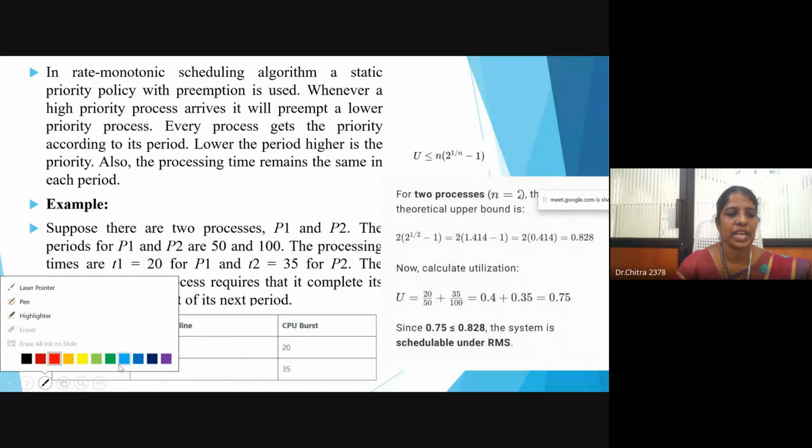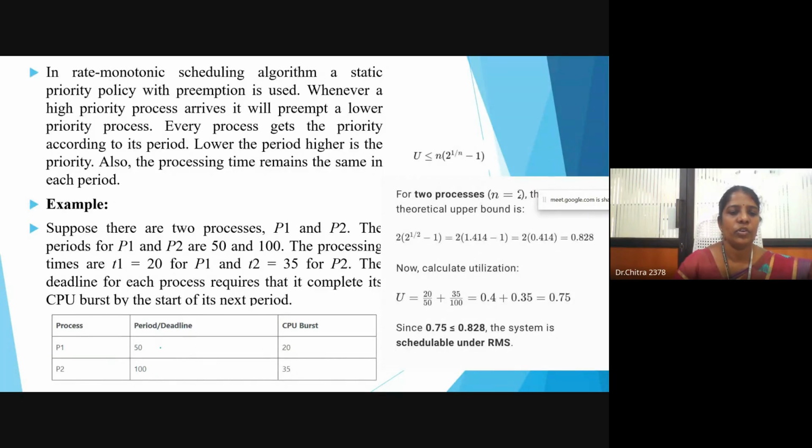What does it mean that higher priority is given? If you are going to execute this algorithm, first you should execute job 1 or process 1. Process 1 should be executed first, followed by process 2. This is the meaning of assigning the higher priority.